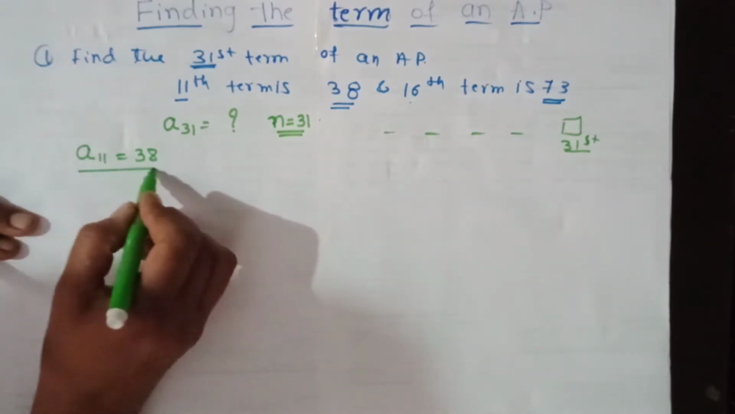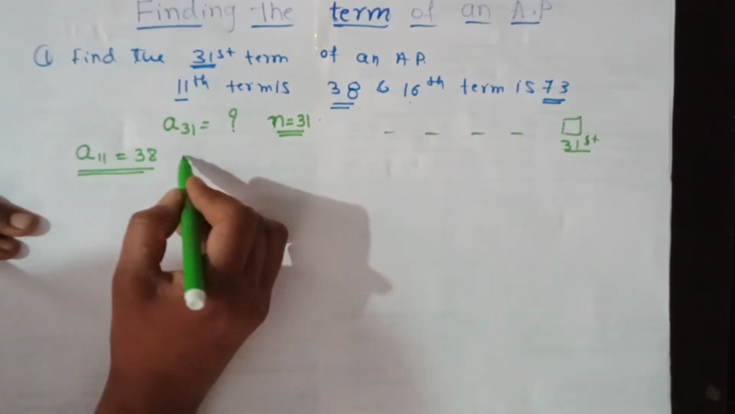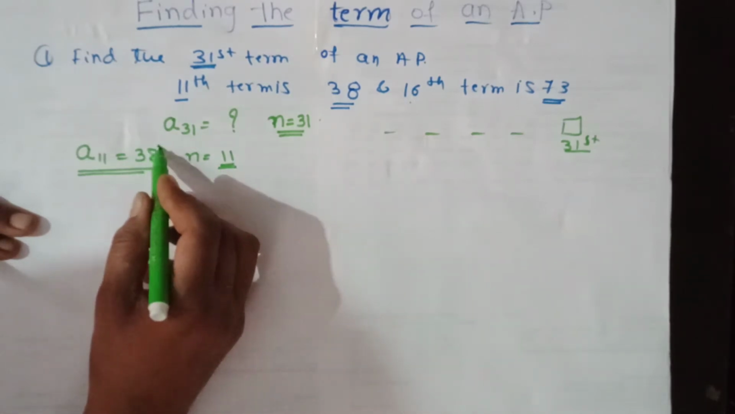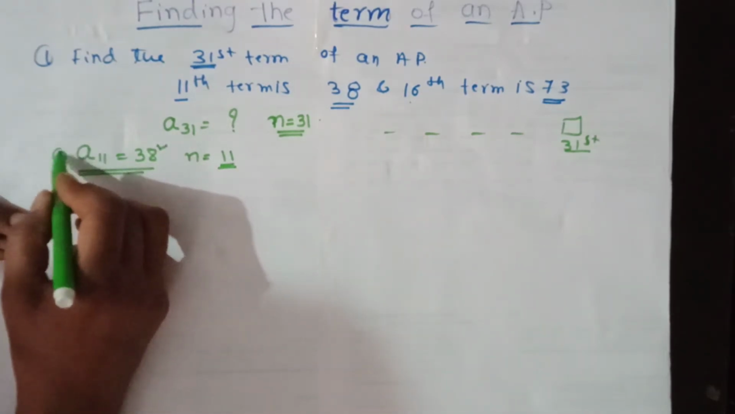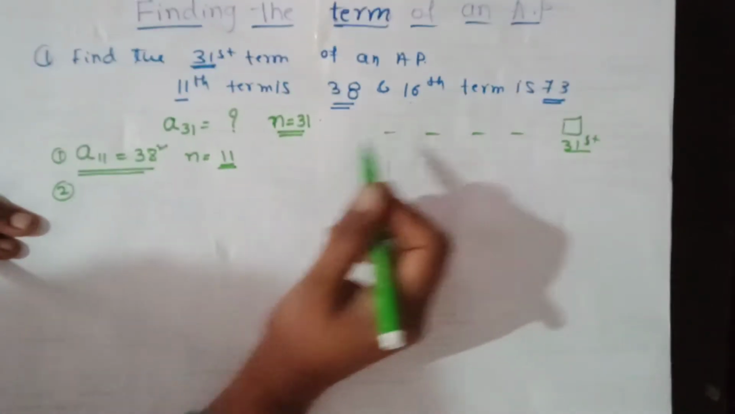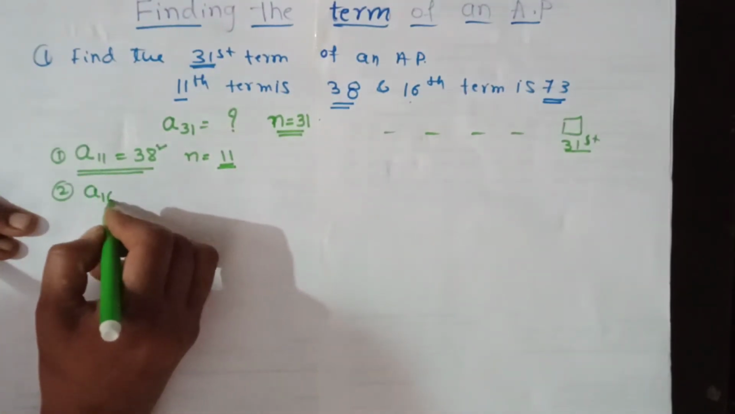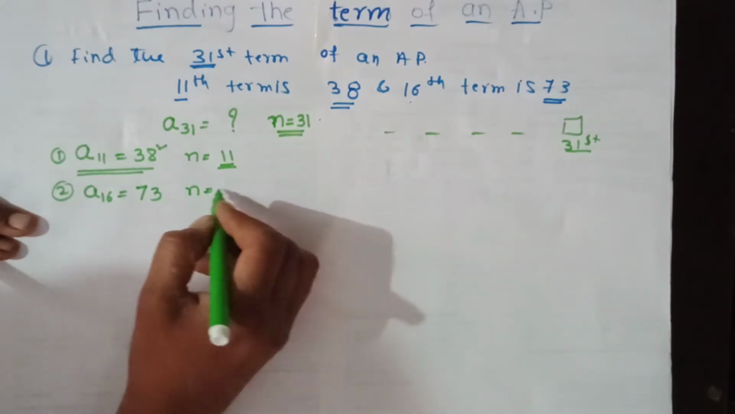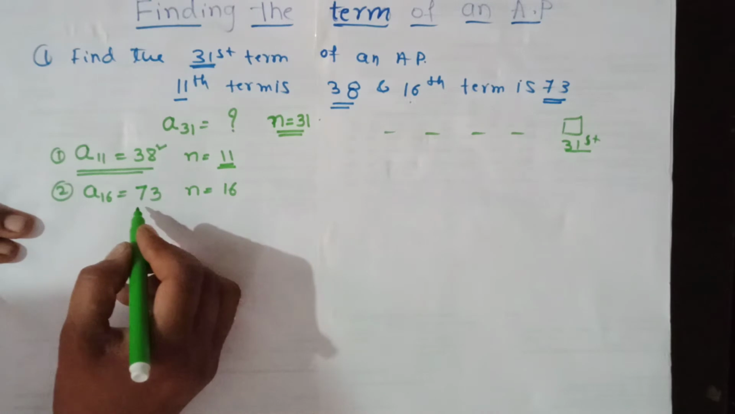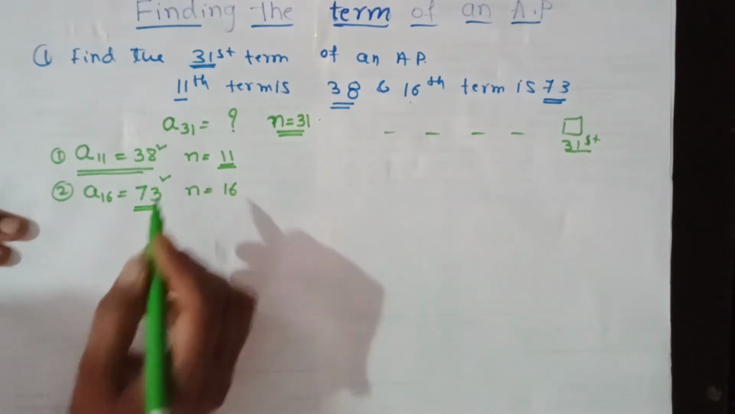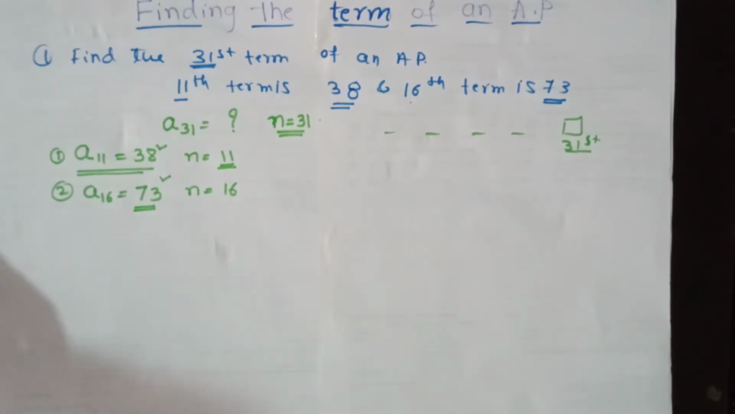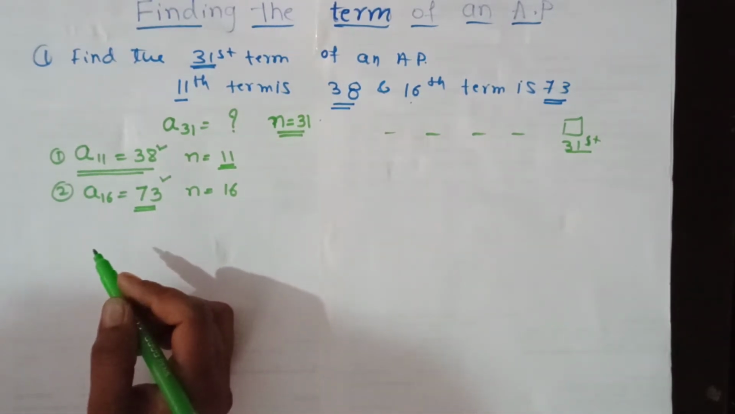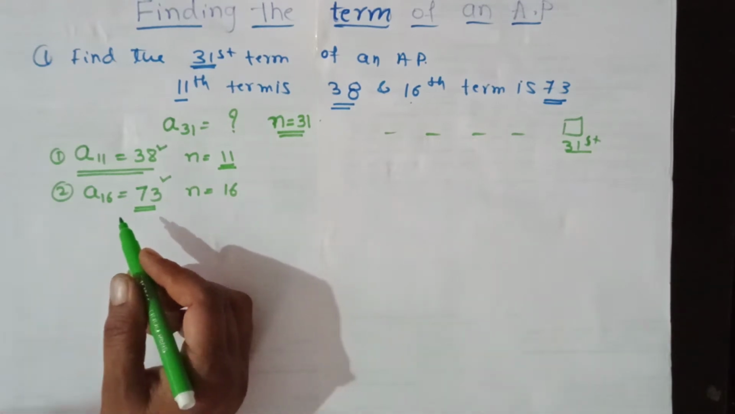Lots of things are hidden in this one. A11 is equal to 38 means in the place of the 11th term you have 38. This is one thing you are given. The second thing you are given at the same time is the 16th term, A16 is equal to 73. That means when N is equal to 16, you have 73 as its term. That means we don't know the first term and we don't even know the common difference. So I am going to solve this in this way.